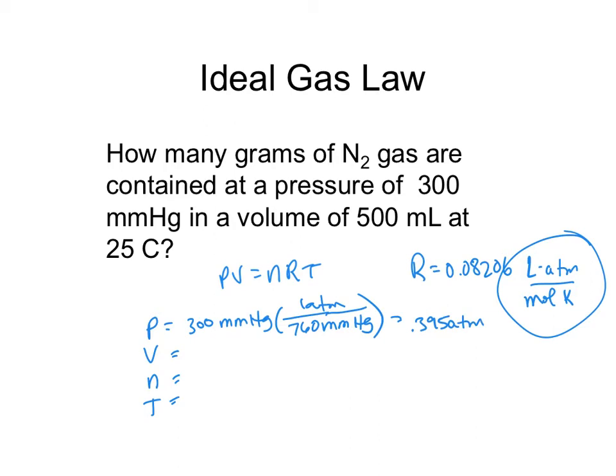Okay, the volume given is 500 milliliters. That's going to be 0.5 liters. You're going to solve for moles with this problem, then convert to mass. And the temperature is 25 plus 273 Kelvin, and that'll be equal to 298 Kelvin. That's room temperature.